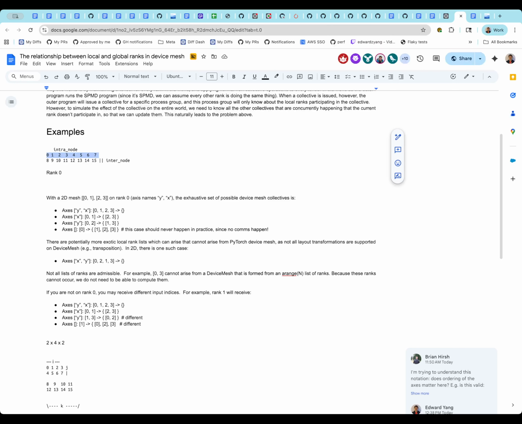There was a side question. I wanted to ask you to explain your annotation for the device mesh collectives here with the axis XY. So are we talking about this? Yeah. So, all right, let's just talk about what I'm laying out here.